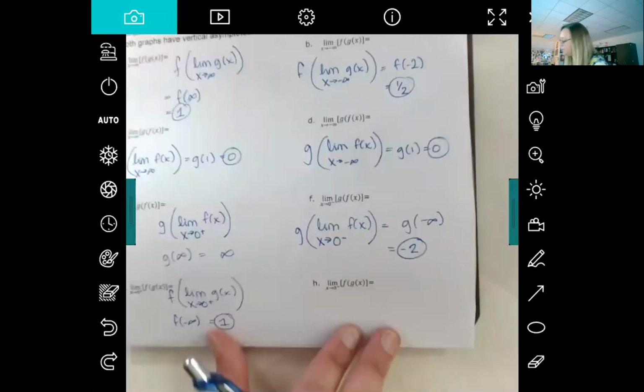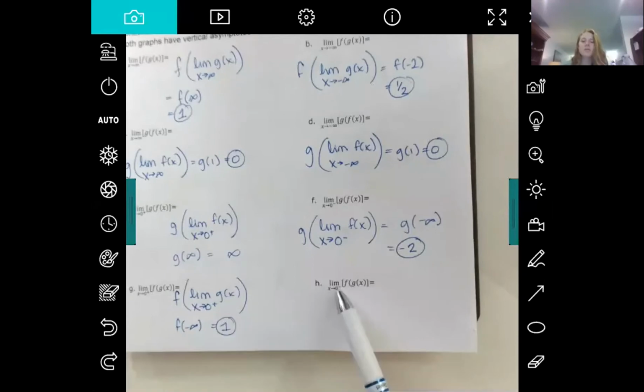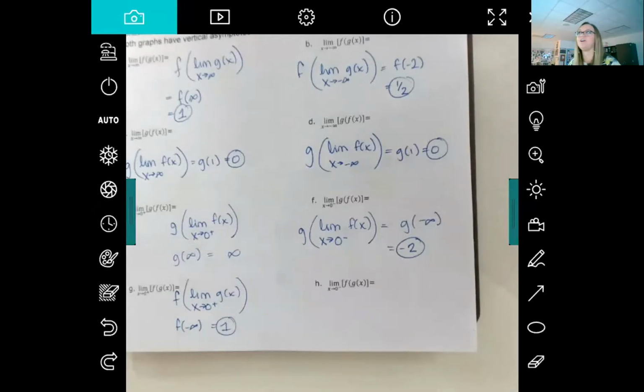Okay, and then Jordan, what'd you get for that last one? Would it be the same thing as the first one? Yes, because your limit, whether you're coming from the left or right side, it doesn't matter. You're going down either way.